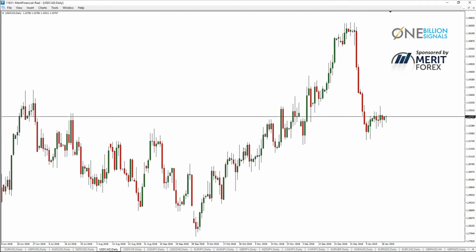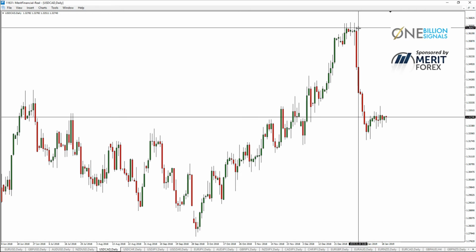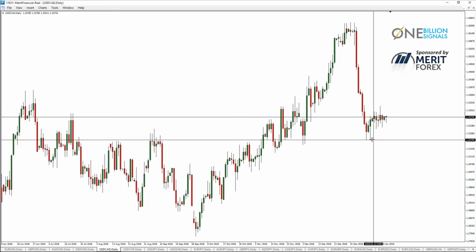US dollar Canadian dollar, definitely a very interesting chart, very strong drop. You know that the Canadian dollar is a commodity currency related to crude oil. So the crude oil, as you know, was going down, and for the last couple of weeks started going up. So in this case the Canadian dollar is going up because of the bullish momentum of the crude oil.